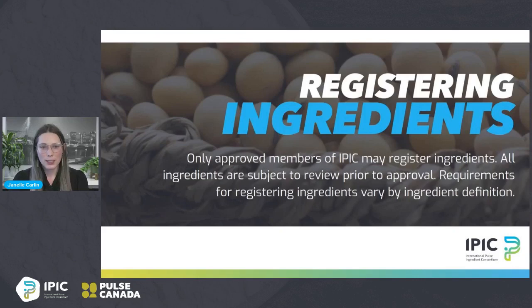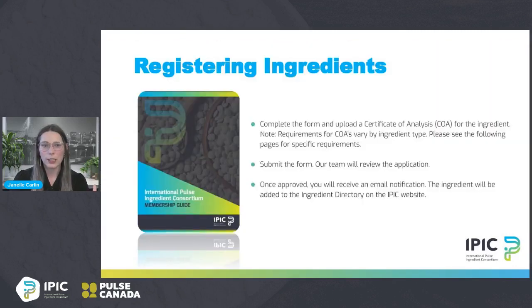So for the process to register ingredients, once you're a member, there are individual forms and questions that apply to each category of ingredients differently. There is a membership guide that is accessible on the IPIC website, which is pulseingredients.com. This membership guide is a really good reference. It has all of the definitions in the guide. It also indicates all of the questions that are asked if you want to register every individual ingredient, in addition to what requirements are needed when you're uploading a certificate of analysis, just to verify that an ingredient does in fact align with the IPIC definition.